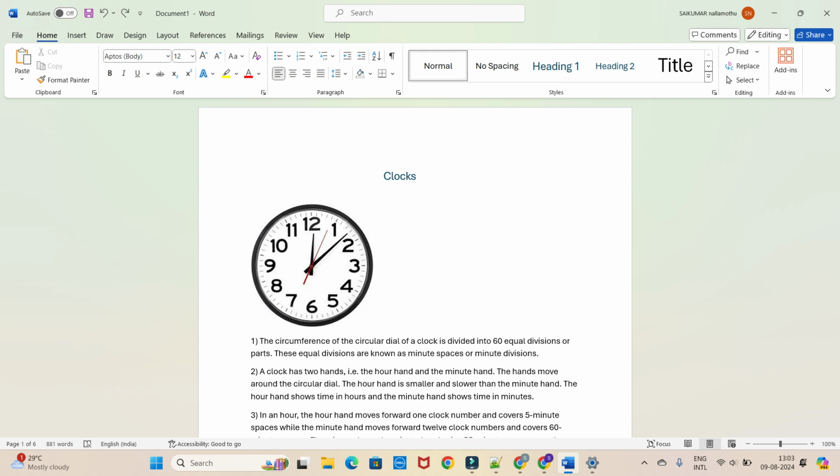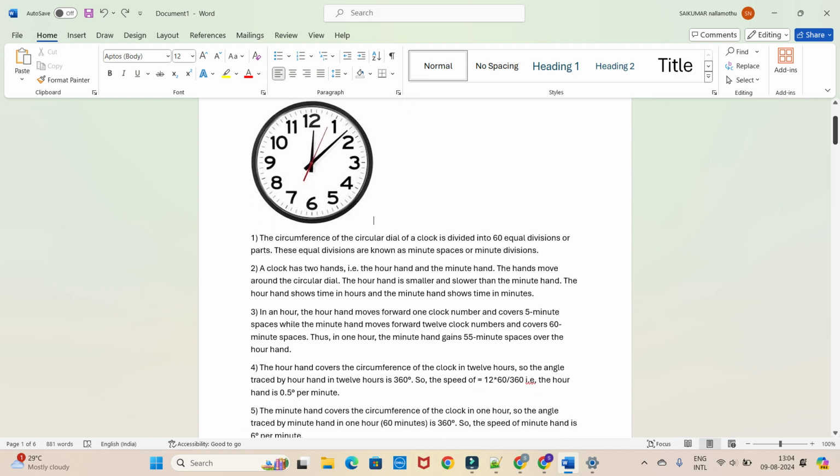Today we are going to discuss clocks in aptitude. These clocks are important for the aptitude section. Generally, the kind of questions they ask is: what is the angle between the hour hand and the minute hand? There are different questions based on this. Let me explain step by step how we are going to find out.